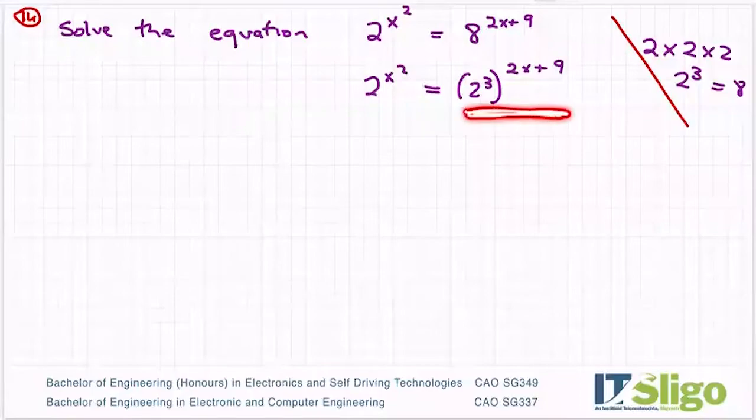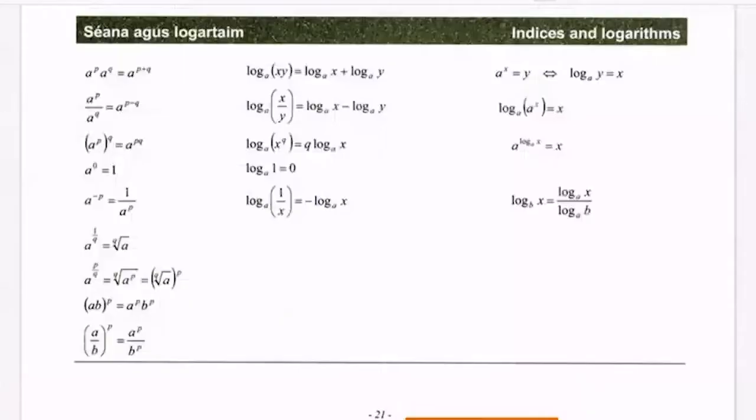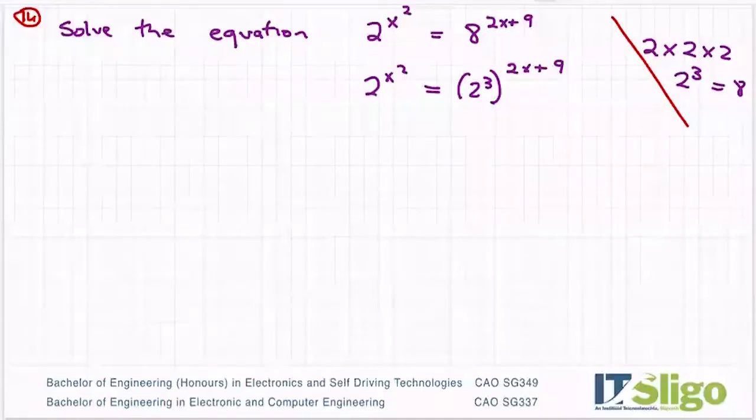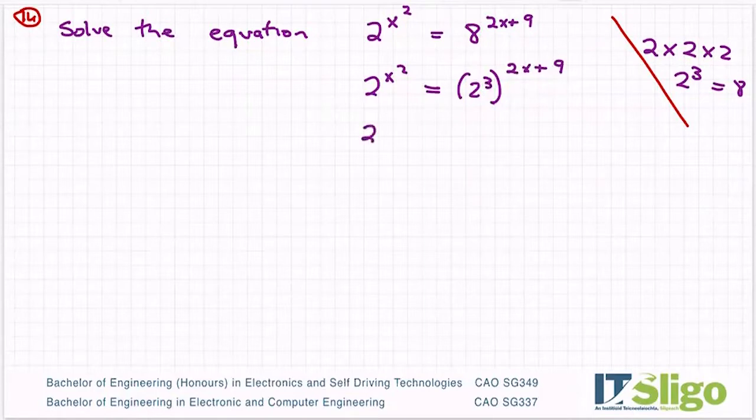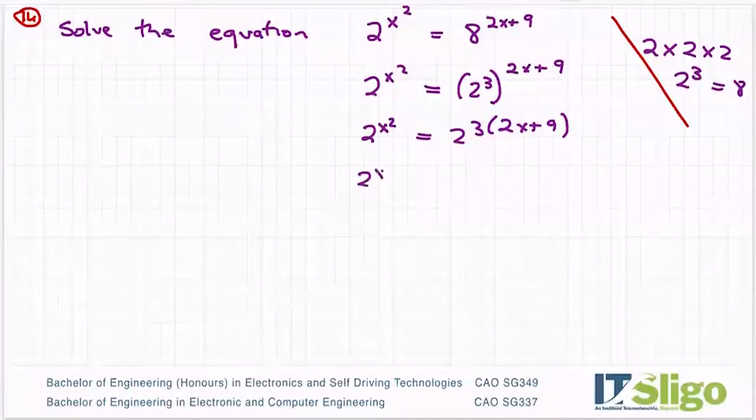I'm going to tidy up this side now because of this rule here. I have a power raised to a power, so to simplify it, I can multiply out those two powers. On the right hand side, this is 2 to the power of x squared is equal to 2 to the power of 3 times 2x plus 9, or 2 to the power of x squared is equal to 2 to the power of 6x plus 27.